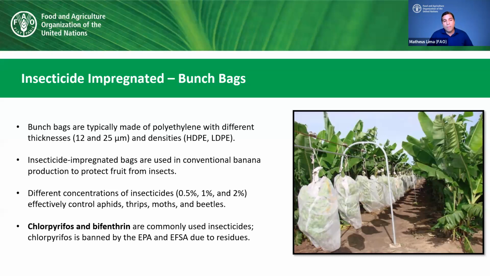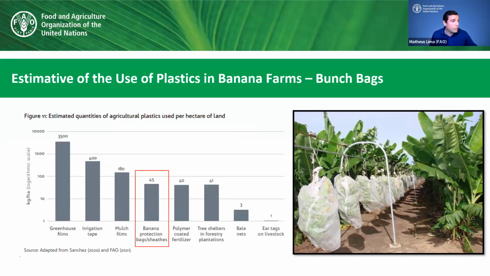So the most common pesticide used before was chlorpyrifos, but due to some restrictions on residues in the USA and in Europe, it is not used anymore. But bifenthrin is still the most commonly used insecticide on these bunch bags. They are using different concentrations, and as I mentioned, they work very well to control aphids, thrips, moths, and beetles, and also to create a microclimate that supports the homogeneous ripening of these banana clusters.